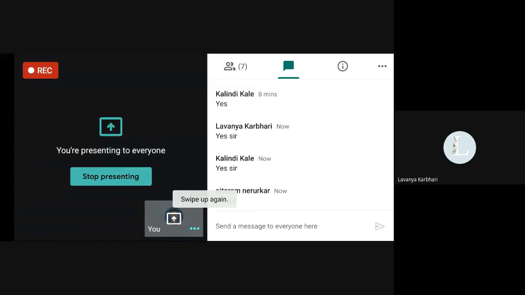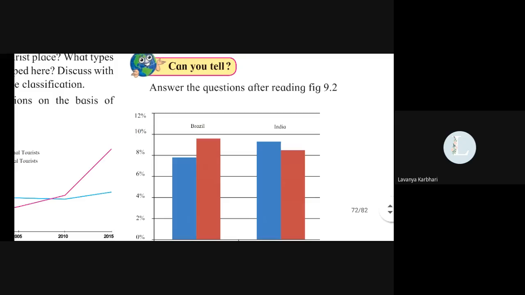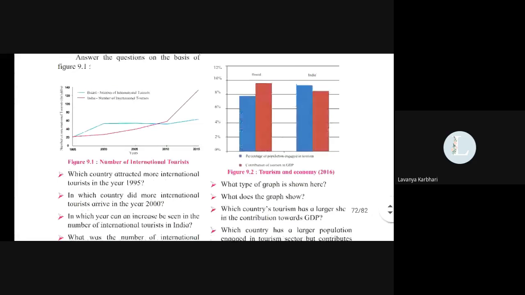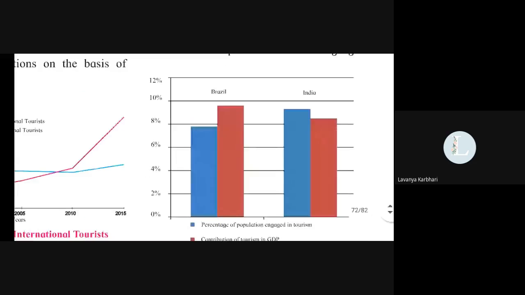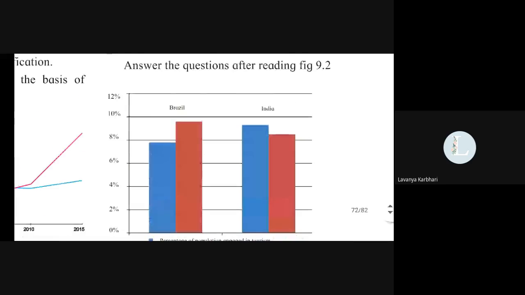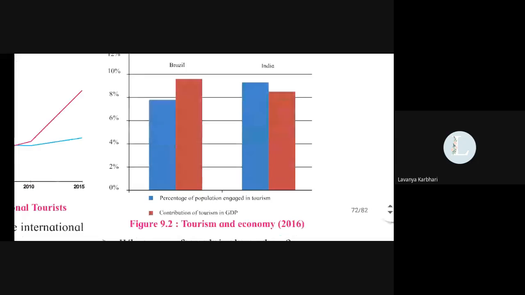So answer the question after reading figure 9.2. So this is the figure 9.2. That is tourism and economy 2016 for Brazil and for India. So you can easily see blue color is percentage of population engaged in tourism, okay, for Brazil and for India. And also the red column is showing the contribution of tourism in GDP.